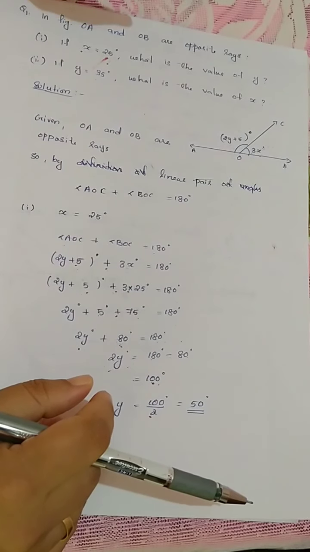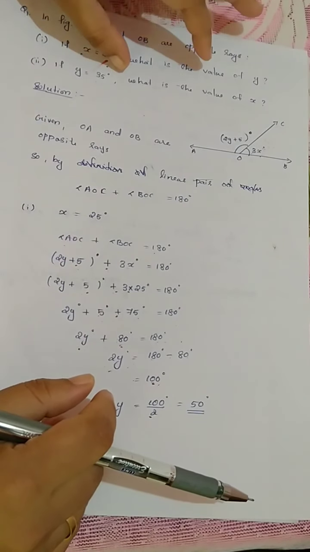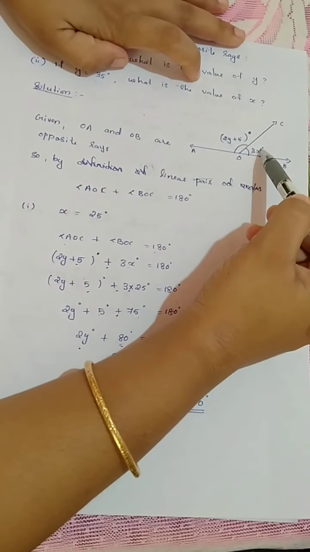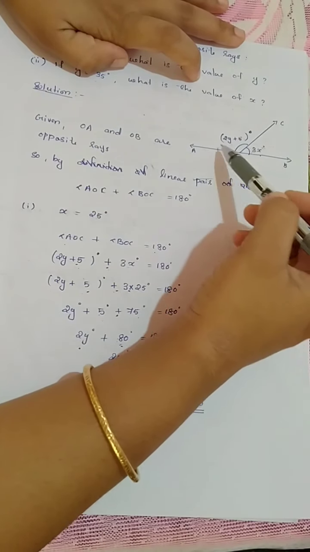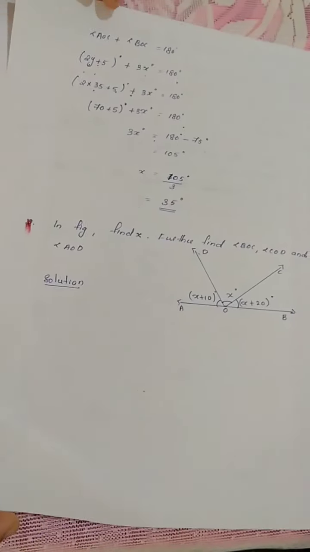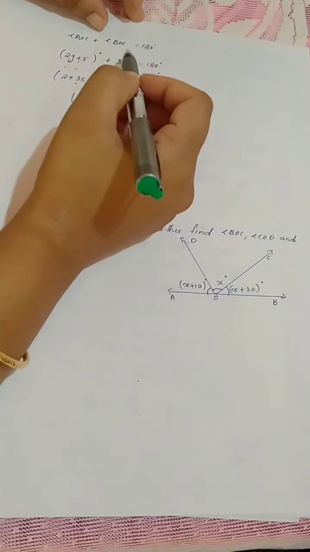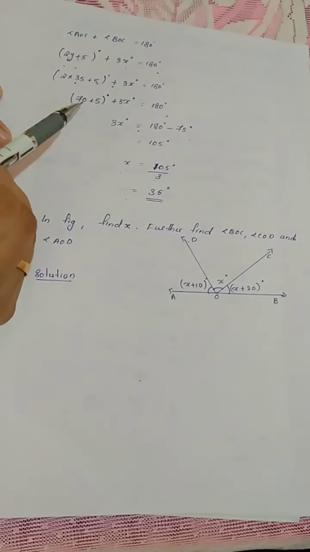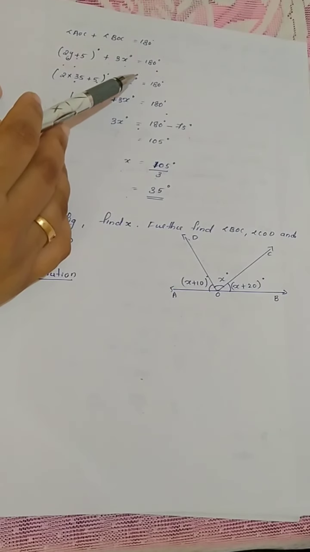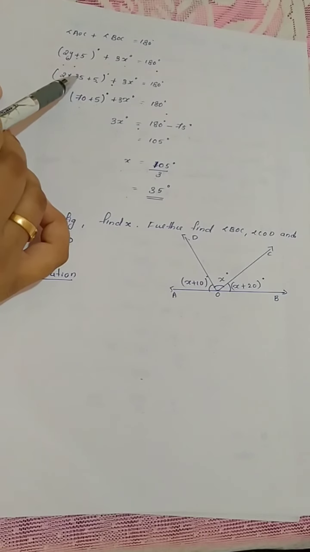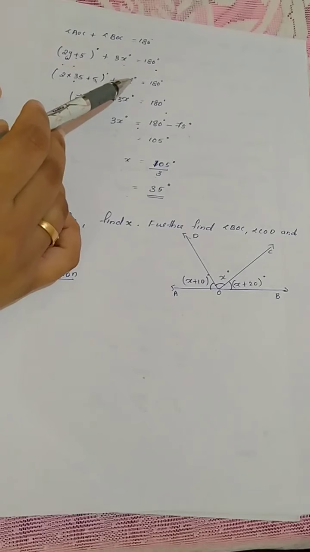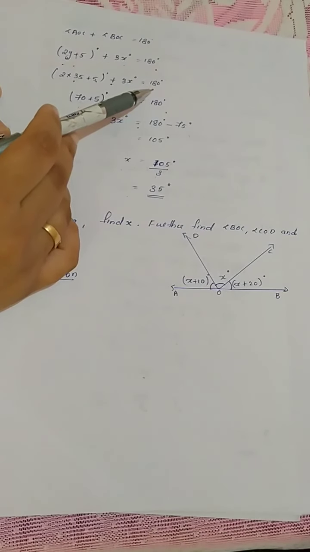Here it is given that the value of y is equal to 35 degrees, and we find the value of x. We know that these two angles are adjacent angles and OA and OB are opposite rays. So the sum of these two angles is 180 degrees. That is, angle AOC plus angle BOC is equal to 180 degrees. 2y plus 5 plus 3x degrees is equal to 180 degrees. So 2 into the value of y, 35 degrees: 2 into 35 degrees plus 5 plus 3x equal to 180 degrees.